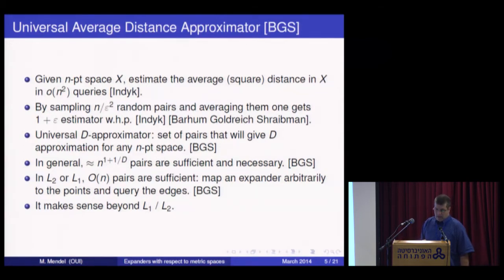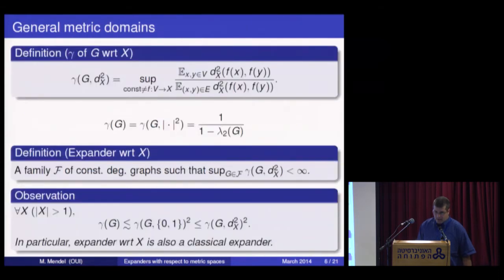The point is that in both applications, the non-embeddability and these distance approximators, it actually makes sense beyond L1 and L2. You can ask yourself whether it works in other metric spaces. Obviously, we saw from the lower bound of BGS that it cannot work for any metric space, but we can ask whether it works for other interesting metric spaces. And for this, I want to define a generalized or stronger notion of expander.